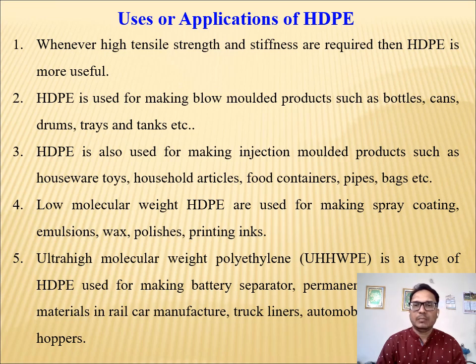HDPE, that is high density polyethylene, is generally used whenever high tensile strength and stiffness are required. HDPE is used for making blow molded products such as bottles, cans, drums, trays, and tanks, etc. This HDPE is also used for making injection molded products such as houseware, toys, household articles, food containers, pipes, bags, etc. HDPE is also used for making spray coatings, emulsions, wax, polishes, printing inks, etc.